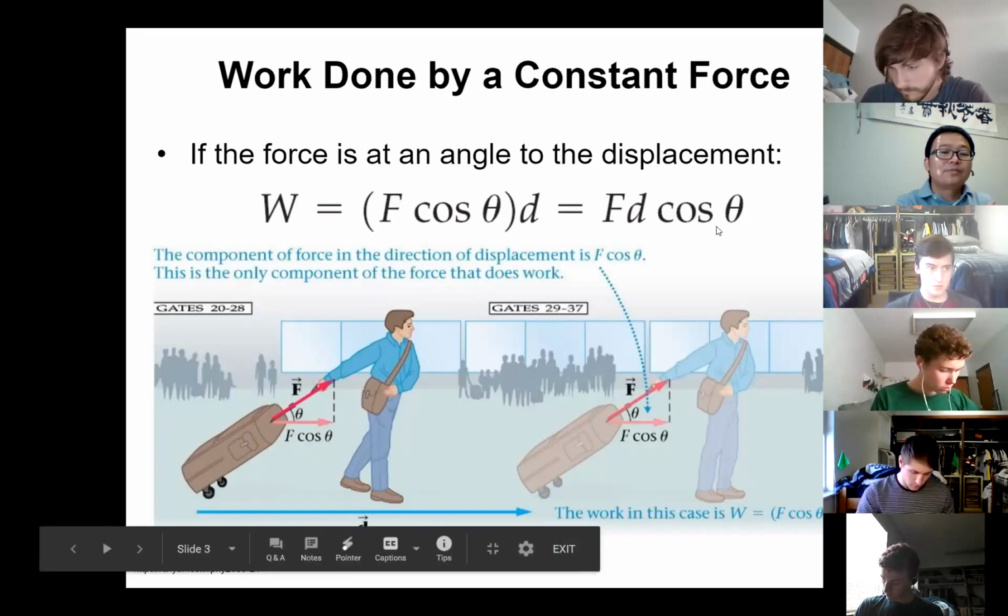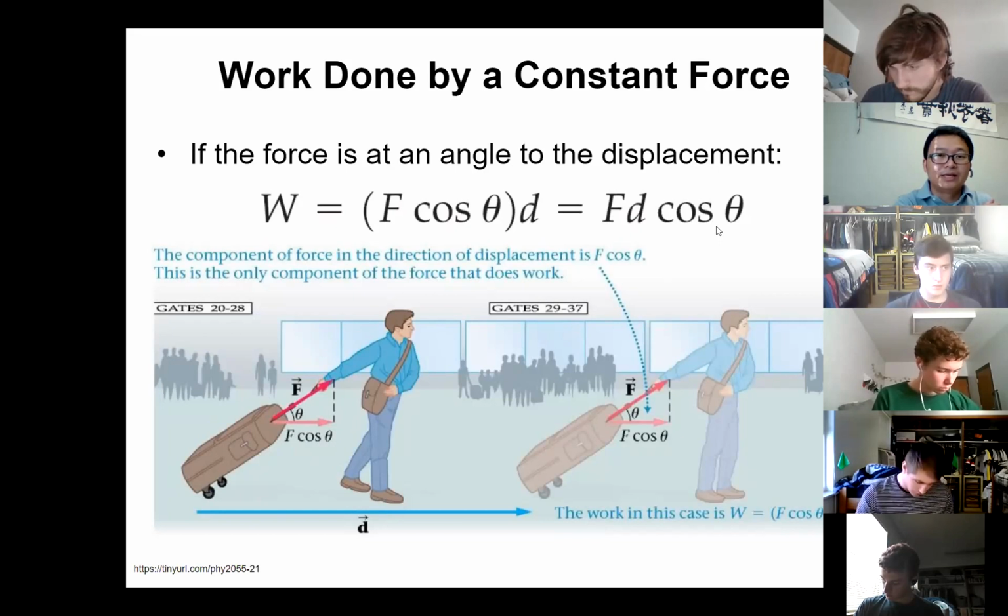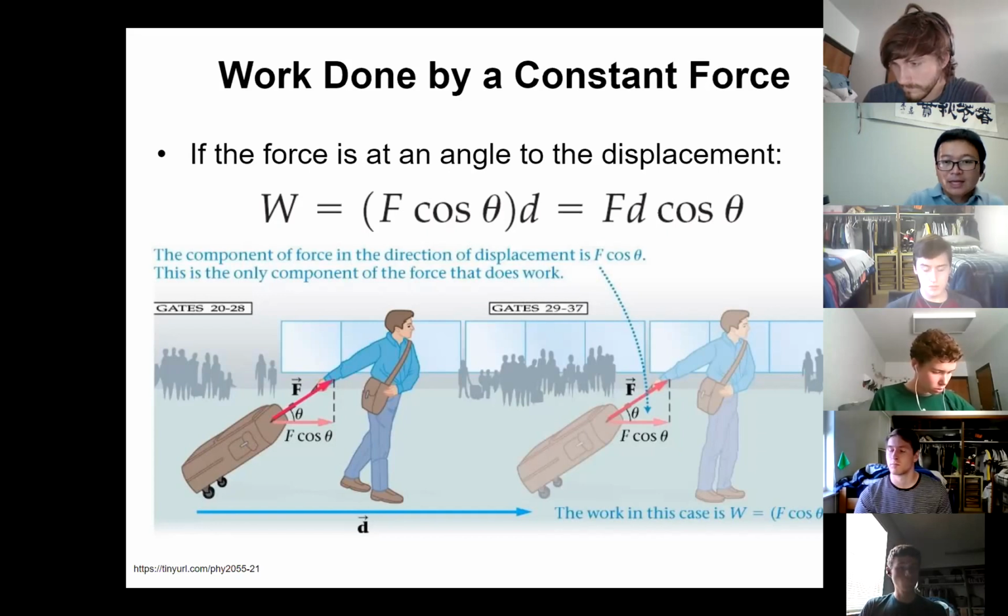Now, when the force is perpendicular to the displacement, it will do zero work, because when you do F D cosine, the cosine of 90 is equal to zero. Okay. All right.